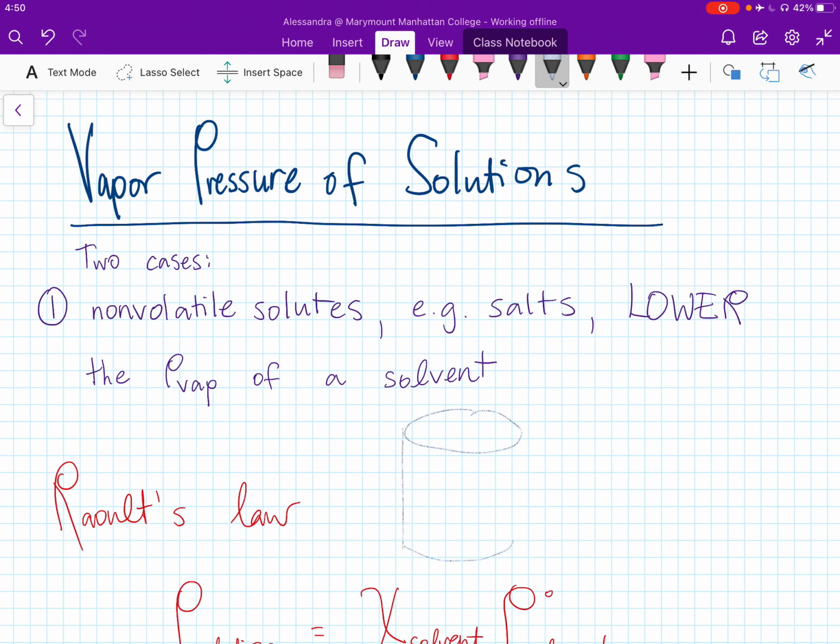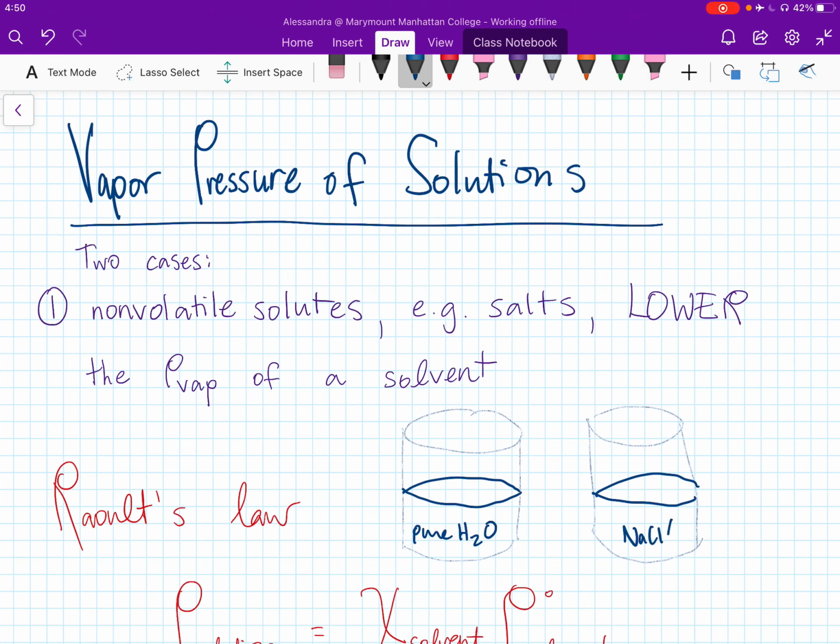Here I'm going to draw a little beaker, and let's imagine I have a sample of pure water in my beaker, and then beside it, I'm going to draw a beaker with salt water, with sodium chloride dissolved in water. So we can think about what's going on with aqueous sodium chloride versus pure water. Imagine that these are closed containers, and I'm thinking about the vapor pressure in the headspace above the liquid in each of these containers.